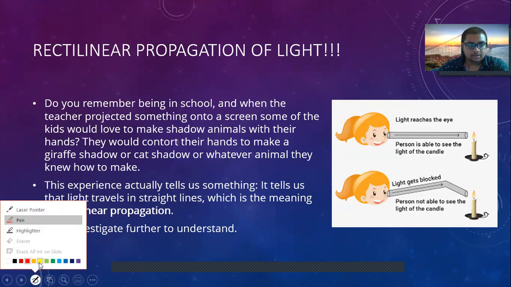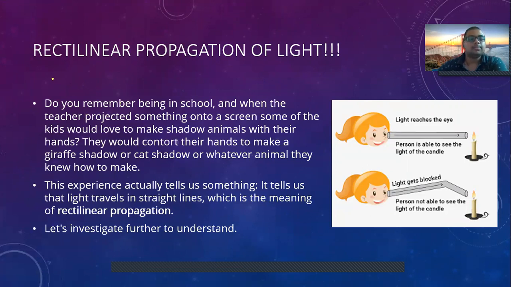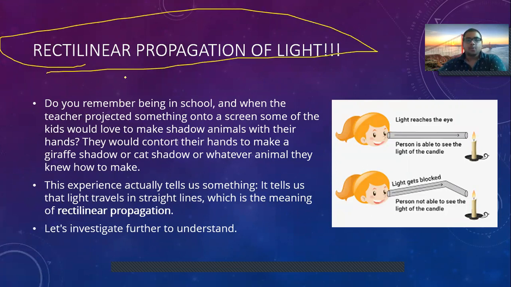Let me adjust the color. Okay, yellow will do. So rectilinear propagation of light. What do you mean by rectilinear propagation of light? So rectilinear propagation means in a straight line. Okay, and it's the propagation of light. What this line means is that rectilinear propagation of light means light travels in a straight line. Okay, so let's see the slide further.